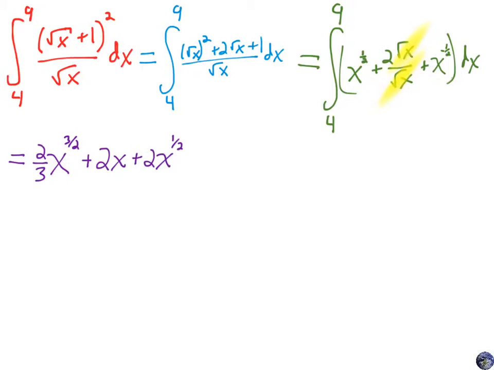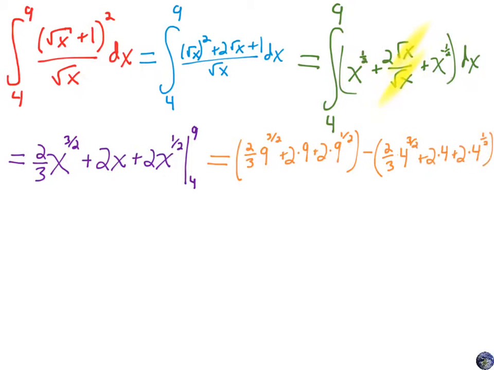And don't forget, I am evaluating this between 4 and 9. As you guys like to say, we stick it between 4 and 9, because there's the stick. So this means first you plug in 9, see what you get, and then you've got to subtract what you get by plugging in a 4 into all of that. And if you have a calculator handy, you can just go ahead and do this by calculator.